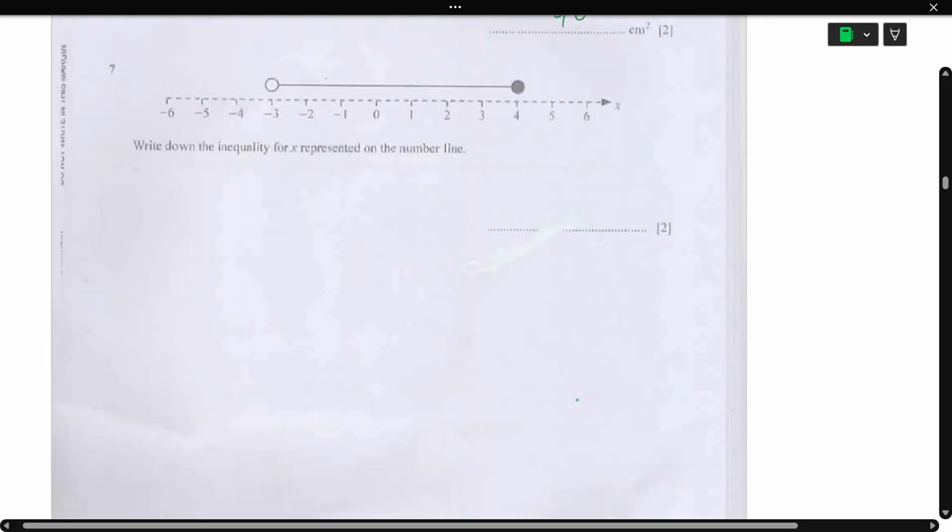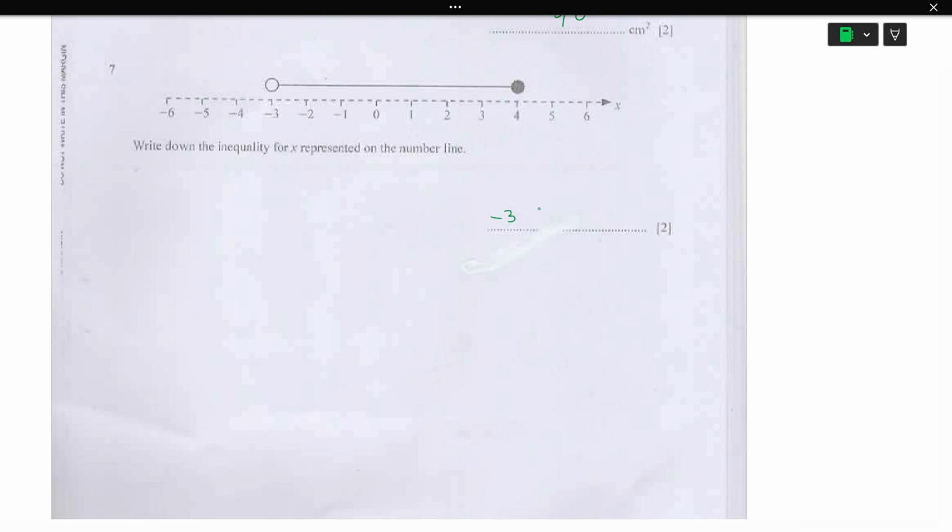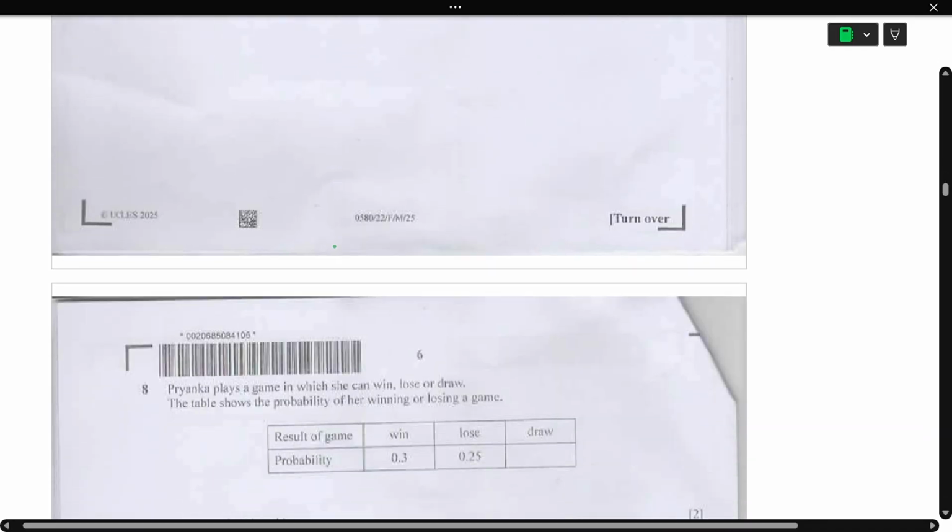Next one, we have to write the inequality. So the left side is not covered. So minus 3 less than x less than or equal to 4. Here, when the circle is dark, we write less than or equal to, so it's included. The left side is not included. Next question.